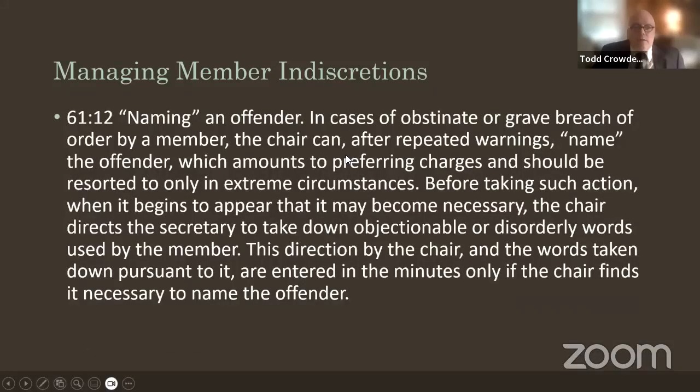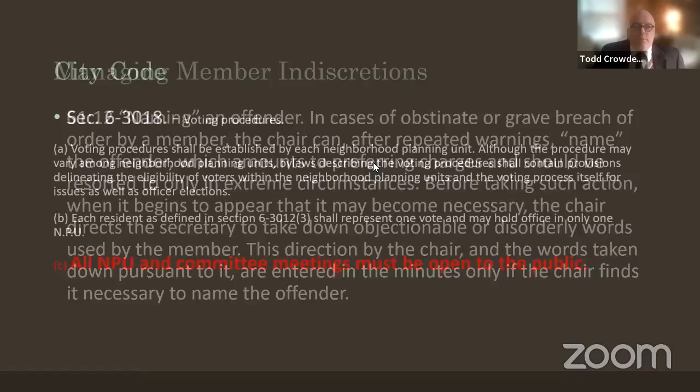Naming an offender, that's the next one. In cases of obstinate or grave breach of order by a member, the chair can, after repeated warnings, name the offender, which amounts to preferring charges and should be resorted to only in extreme circumstances. Before taking such action, when it begins to appear that it may become necessary, the chair directs the secretary to take down objectionable or disorderly words used by the member. This direction by the chair and the words taken down pursuant to it are entered in the minutes only if the chair finds it necessary to name the offender.